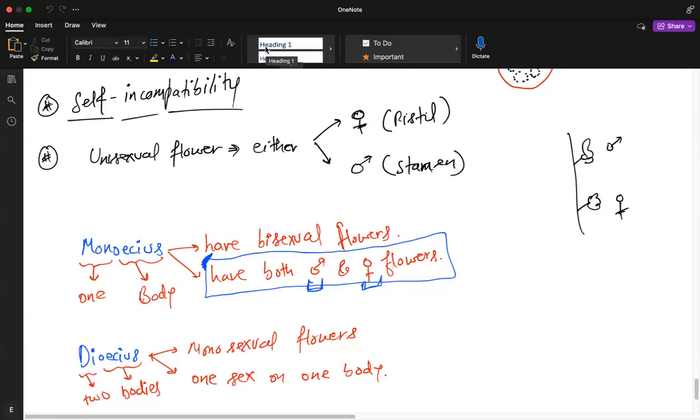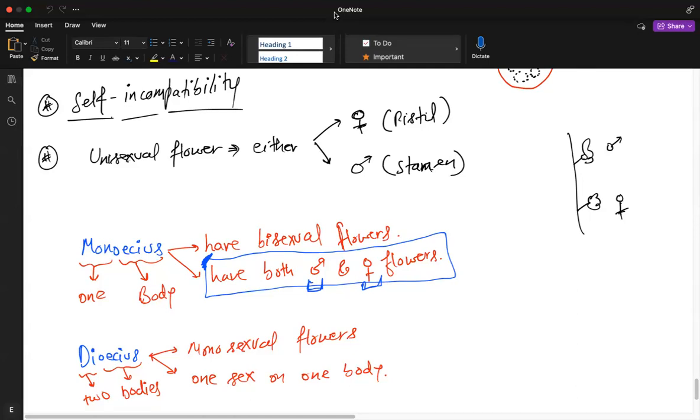Monosexual and bisexual, Aisha and Parker. I guess Iram will have to answer that, because Aisha and Parker can't use their microphones. The bisexual flowers have both sexes, male and female reproductive parts, present within the same flower. The words bisexual and monosexual in case of plants are used to describe the flower, right?